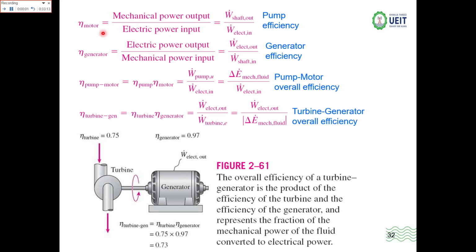Likewise, we have the efficiency of the motor. In a motor, we have the output power of the shaft and we supply it with the electrical input. Similarly, for the generator, the output is the electric work and the input is the input shaft power. So the overall efficiency in the case of a pump-motor device is the multiplication of these two, and in the case of a turbine-generator it is the multiplication of turbine and generator efficiencies.